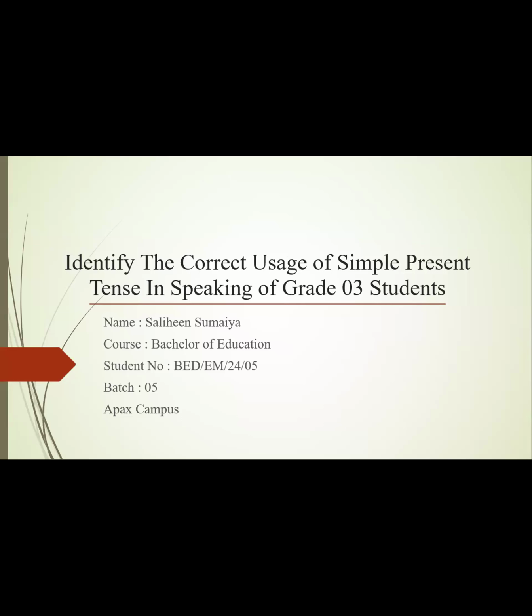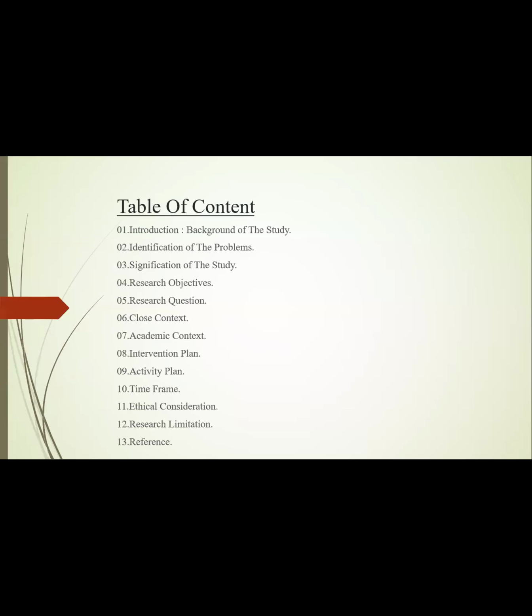Okay. Shall we move into the next slide, ma'am? This is my table of contents: introduction, background of the study, identification of the problem, significance of the study, research objectives, research questions, close context, academic context, intervention plan, activity plan, time frame, ethical consideration, research limitation, and references. Next slide, ma'am.